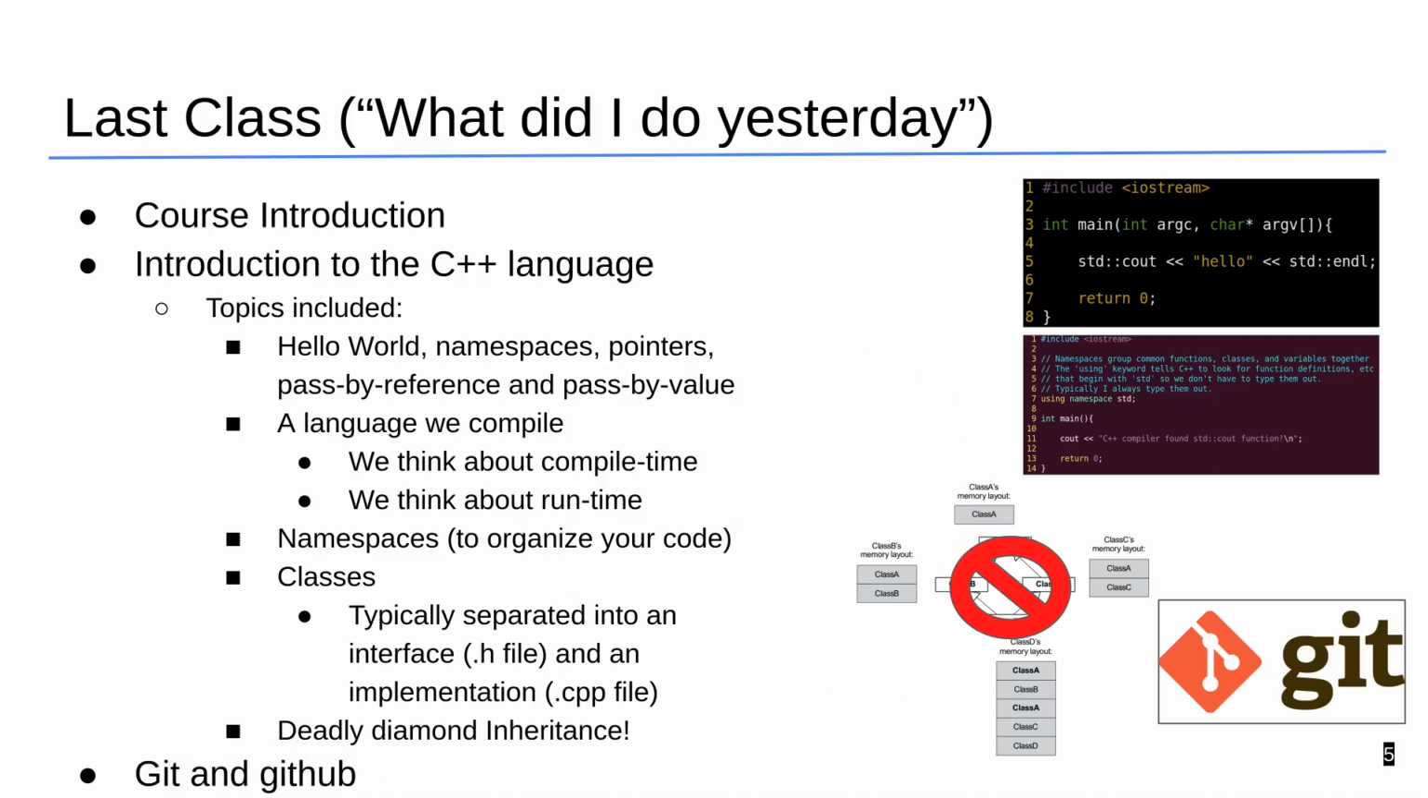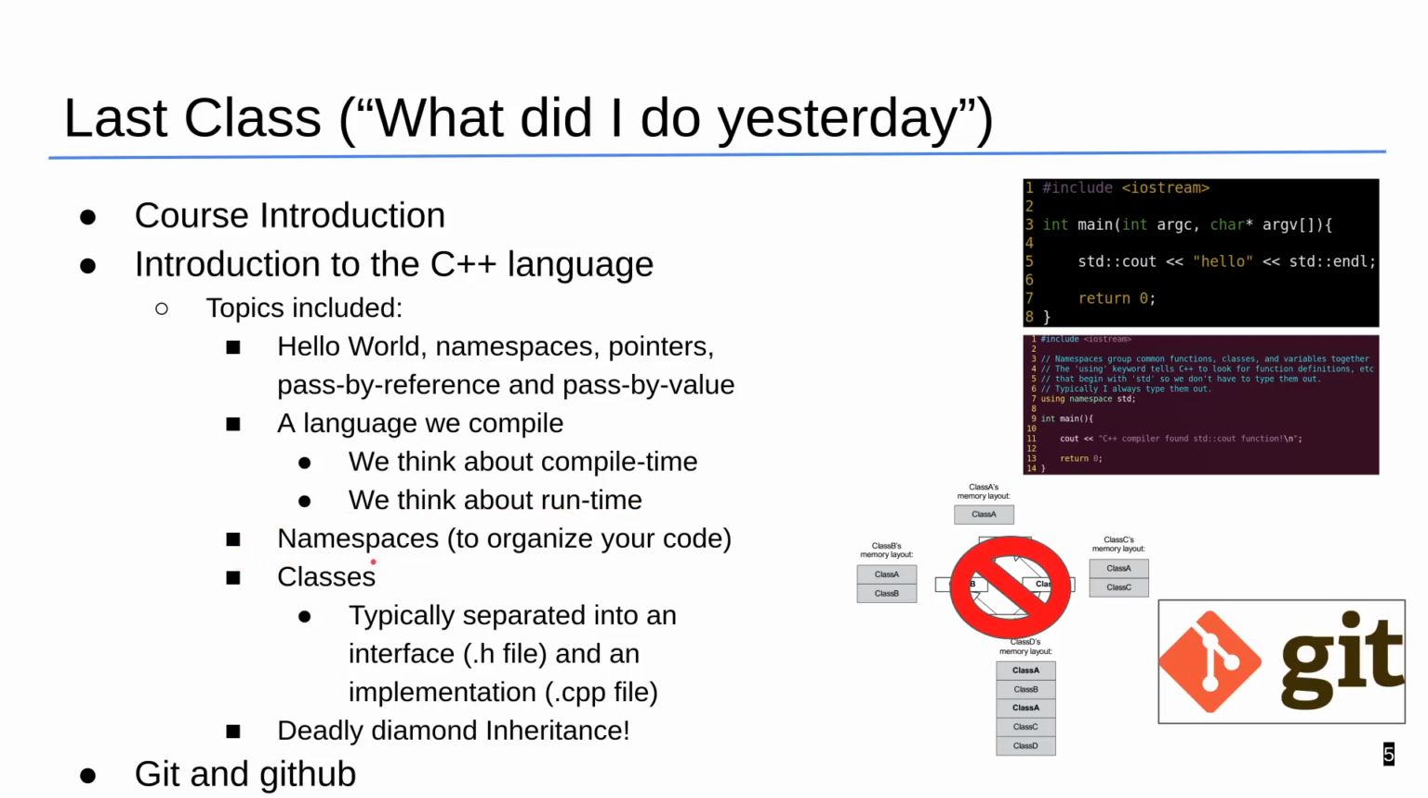I introduced the C++ language last week in a blitz, if you will, a very quick round of the features in the language, including how to write hello, namespaces, and pointers, with a review of that if you needed. Hopefully you got that from the lab, which will be due next Wednesday. I talked about how we think about a compiled language. C++ is compiled, so we think about what happens at compile time, in ways we can look at our code at compile time versus when our code is actually running.